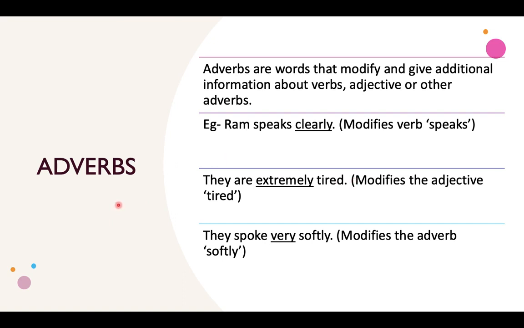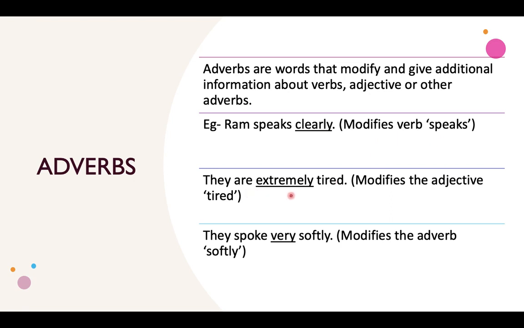Now before that we should know what is the definition. What do you mean by adverbs? Adverbs are words that modify and give additional information about verbs, adjectives or other adverbs. For example, Ram speaks clearly. So, it modifies the verb speaks.